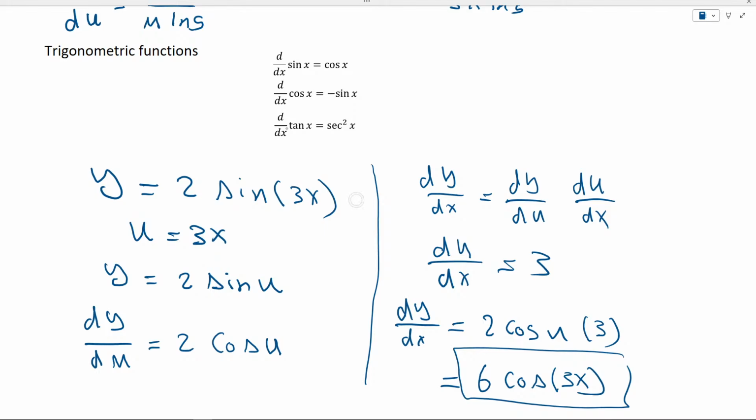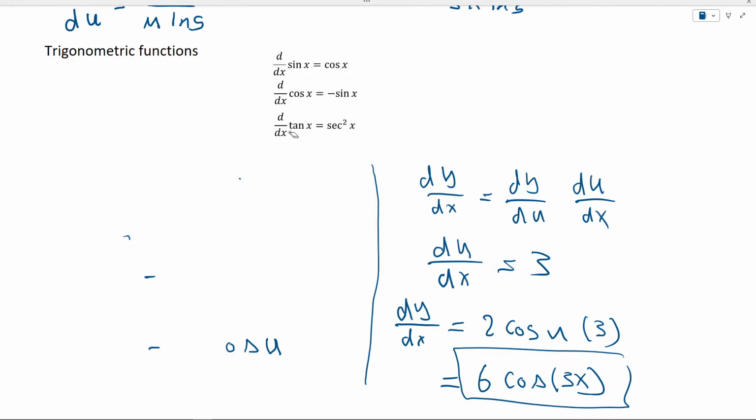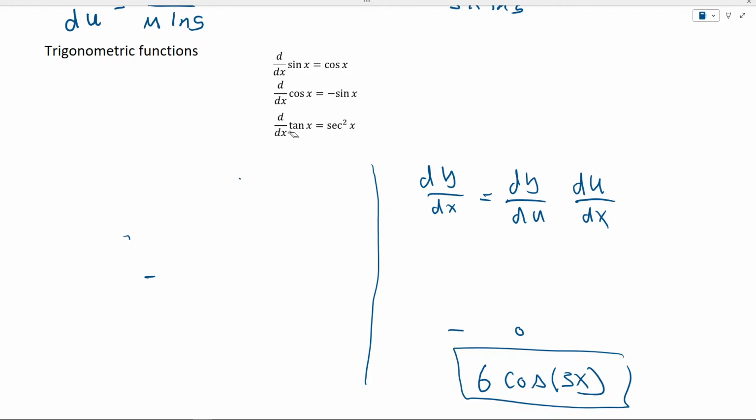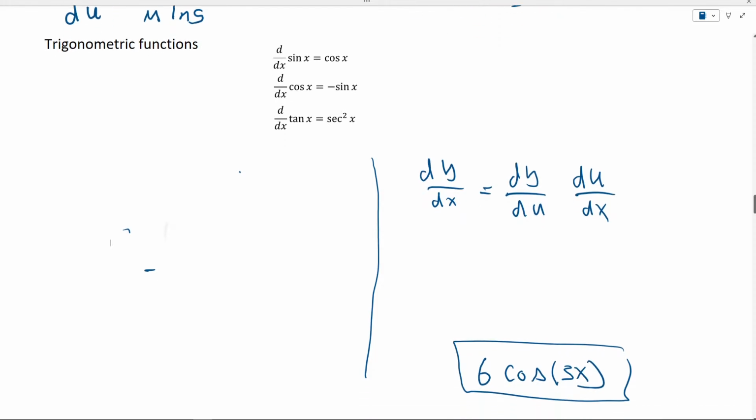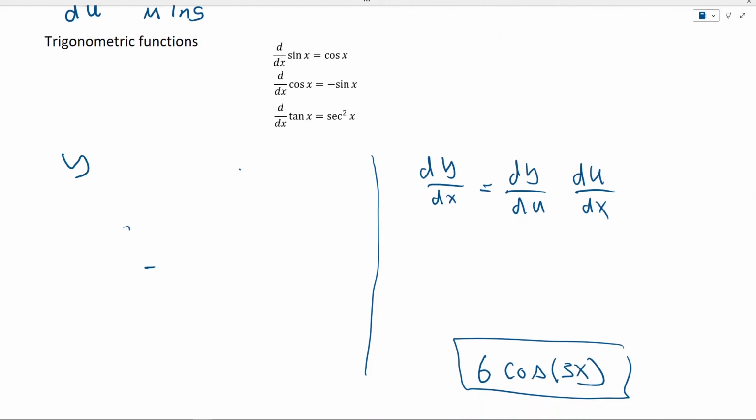Let me show you, oops, what's going on? Let me just delete this. I'll just leave the final answer here. So that is my original problem. Let me write my original problem: y is equal to 2 sine 3x.